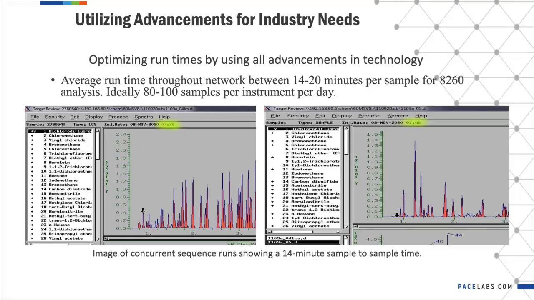Optimization throughout our lab network makes our average 8260 analysis sample-to-sample runtime between 14 to 20 minutes, which is ideally between 80 to 100 samples per instrument per day. Here is an image of concurrent sample sequence runs that highlight a 14-minute sample cycle time. This is great in an ever-increasing production industry.